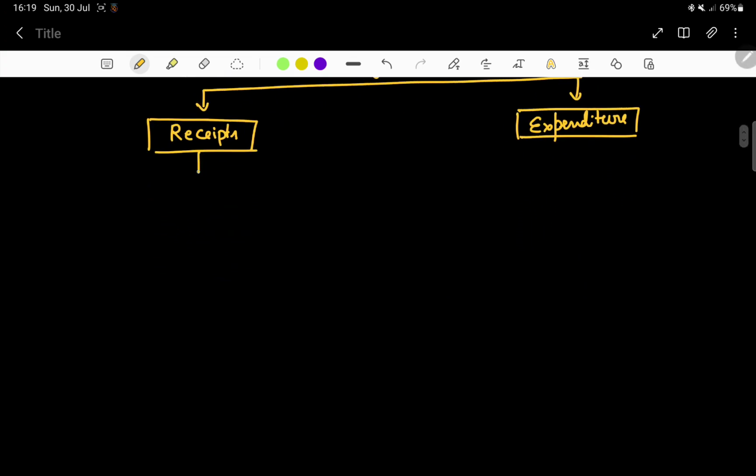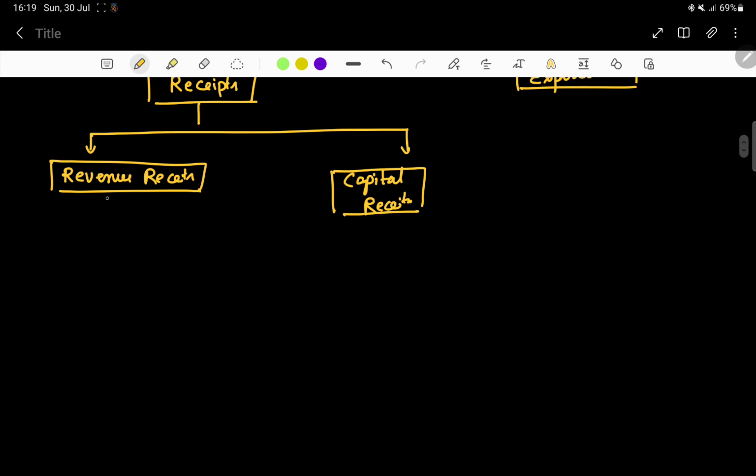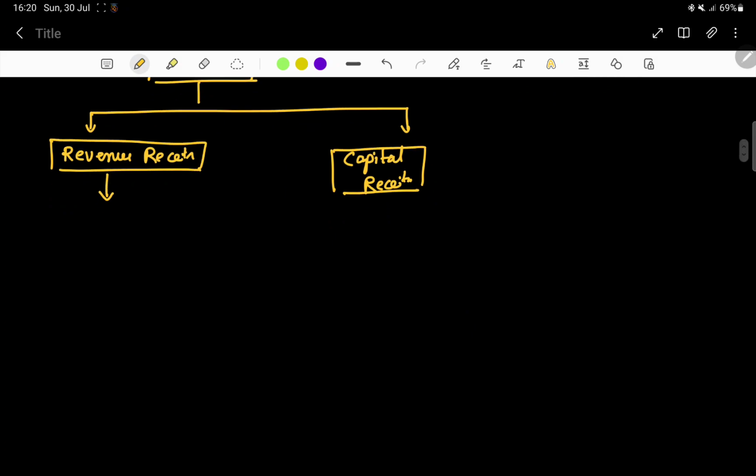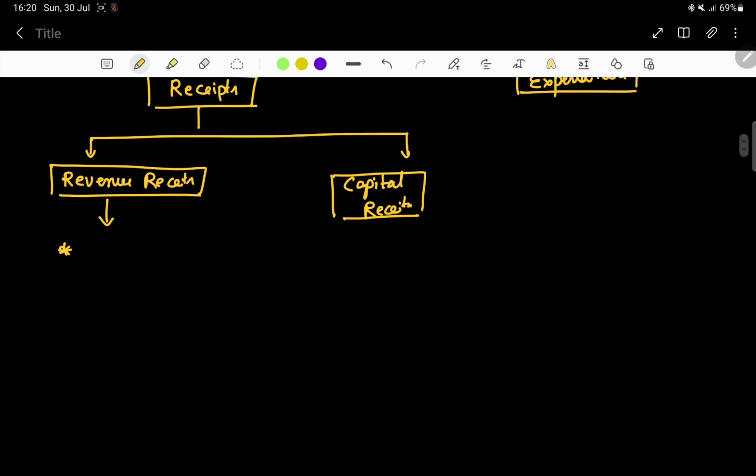On the receipt side, there are two ways to get receipts. Firstly, there are revenue receipts. Then we have capital receipts. The important point that you need to remember is why it is called revenue and why it is called capital. It is called revenue because the receipts we get through revenue neither dilute the liability of the government nor create any asset for the government. They are simply receipts of the government.